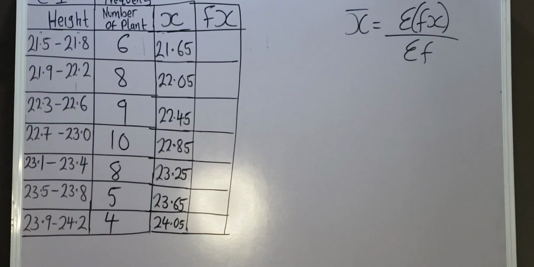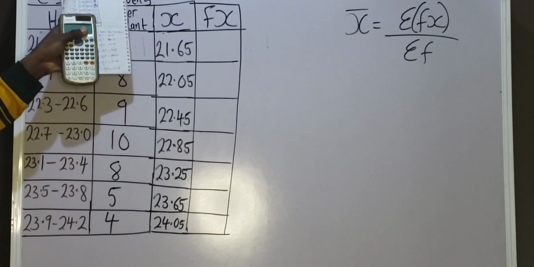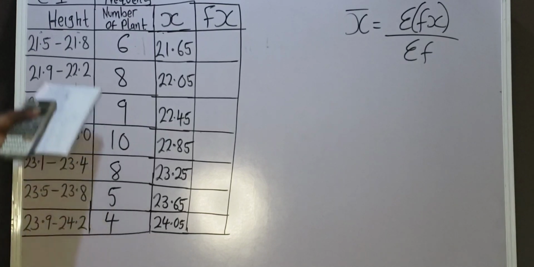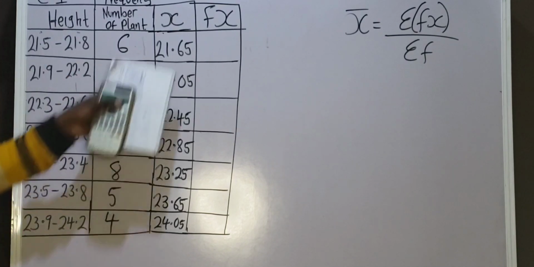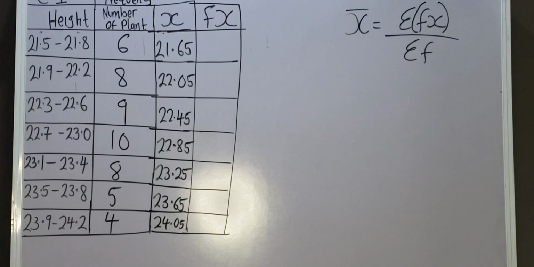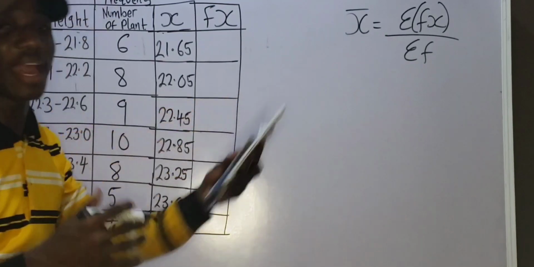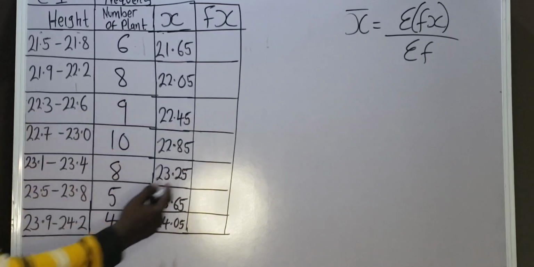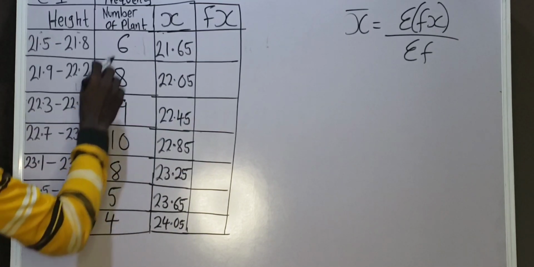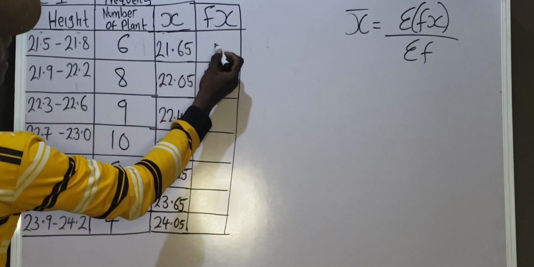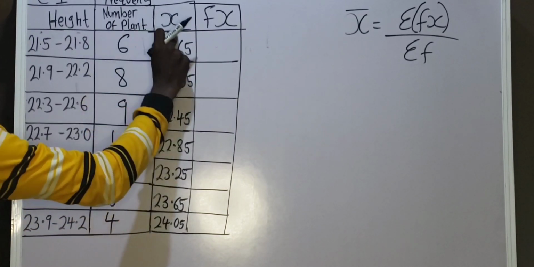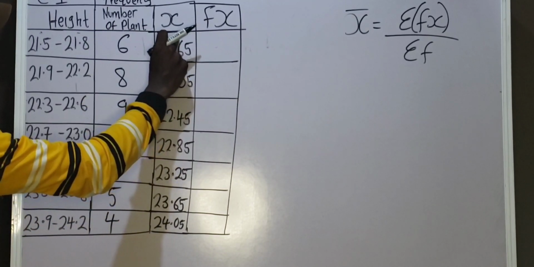From this formula, we have been given the value of f, but I need to determine the value of x. That is how I take the midpoint of the class interval and get the value of x. Having determined x, I go back to the formula. I need the product fx, so I have another column for fx. The value of these cells will be the product of frequency and the respective value of x. Are you getting it?